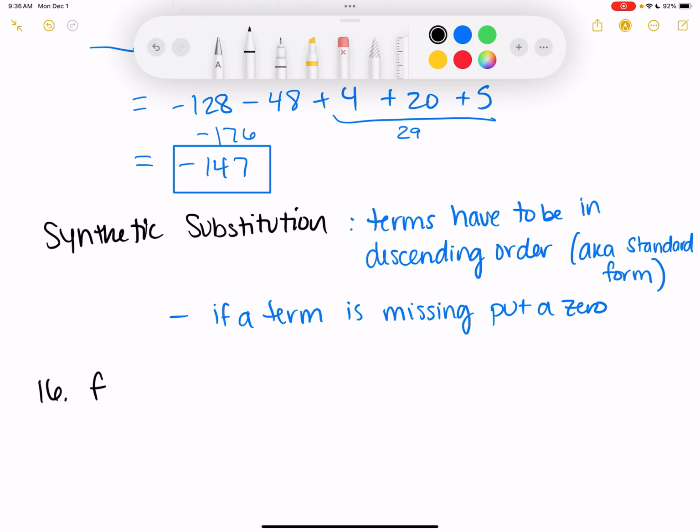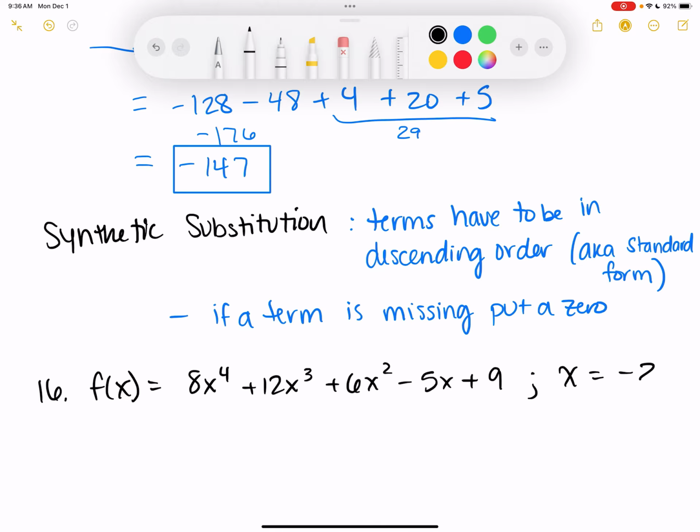So number 16, we've got f of x equals 8x to the 4th plus 12x cubed plus 6x squared minus 5x plus 9. x equals negative 2.